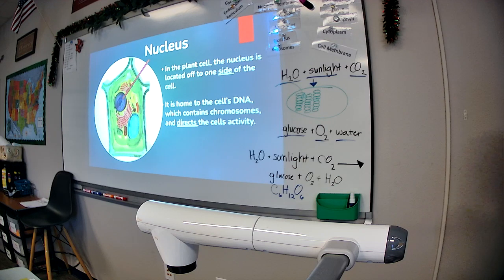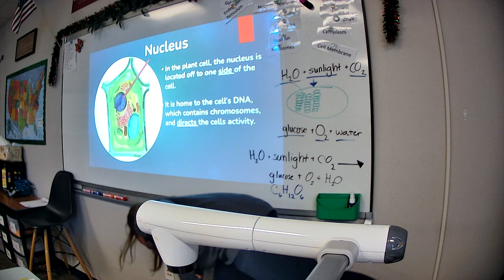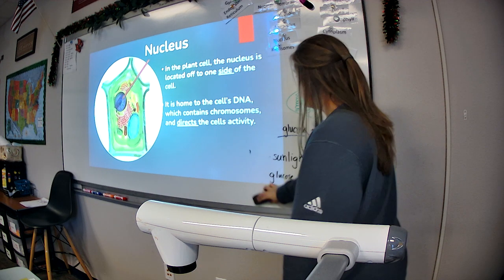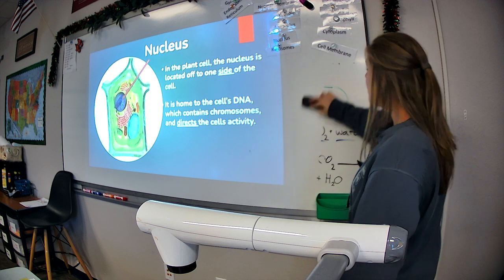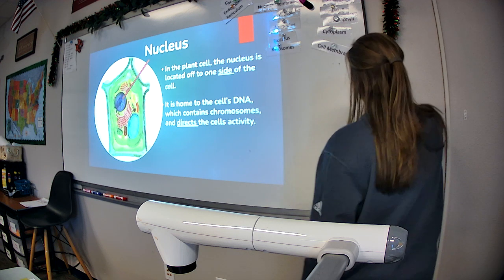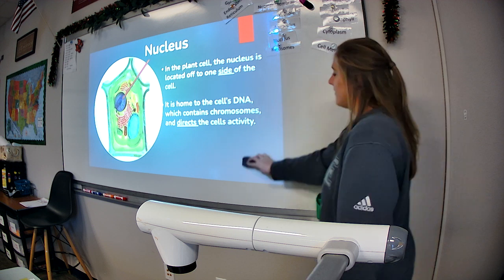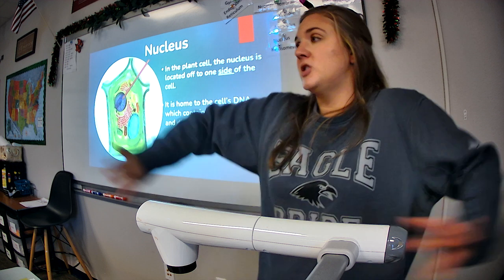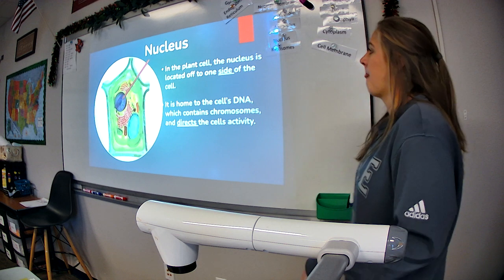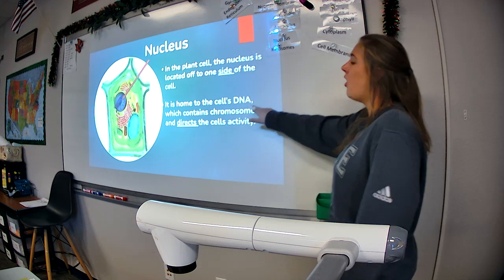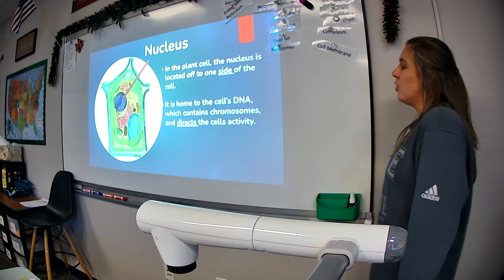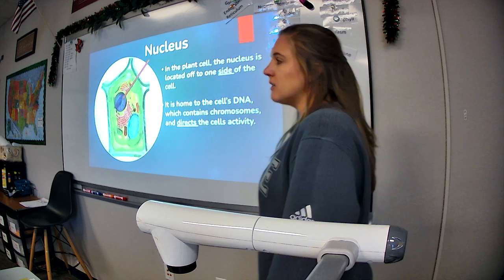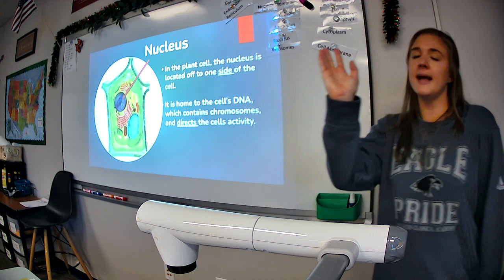Now, third difference, or third contrast to the animal cell, is the nucleus. In the plant cell, the nucleus is actually located off to the side of the cell. Part of the reason why is because the vacuole is so big, it swells up and pushes everything out of the way. So it's located off the side. It's still home to the cell's DNA, which contains the chromosomes and directs the cell's activity. So it's still like the headquarters. It still does the same thing. It's just off to the side instead of in the center.